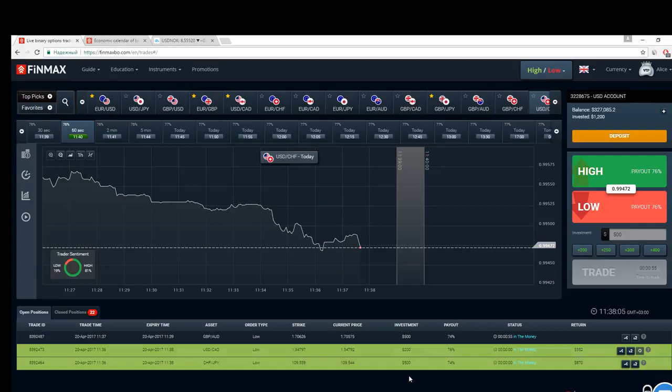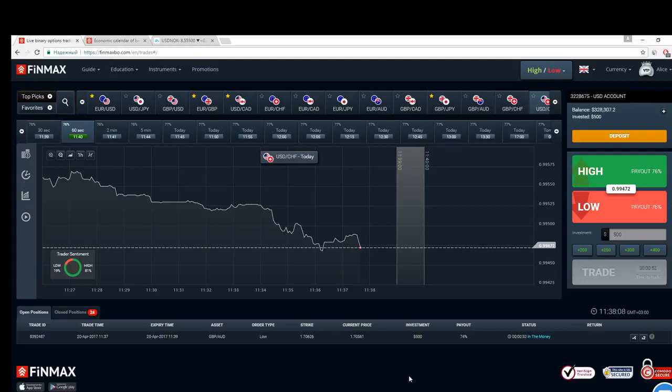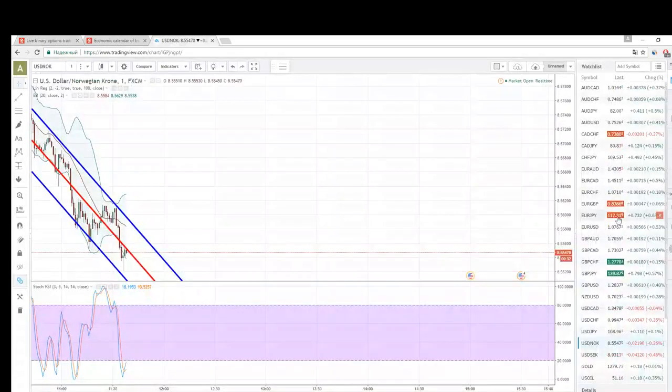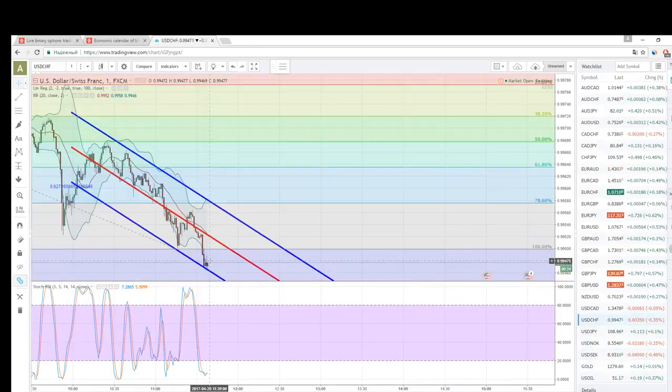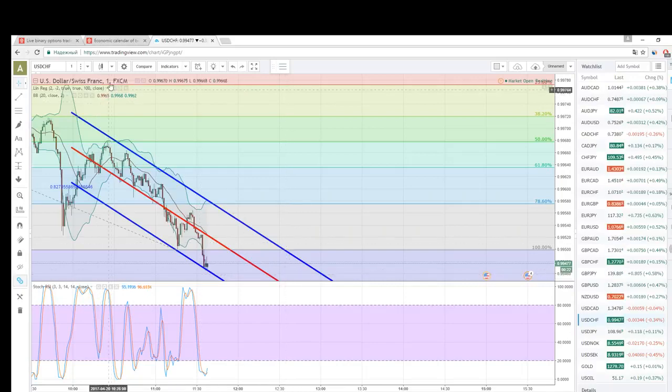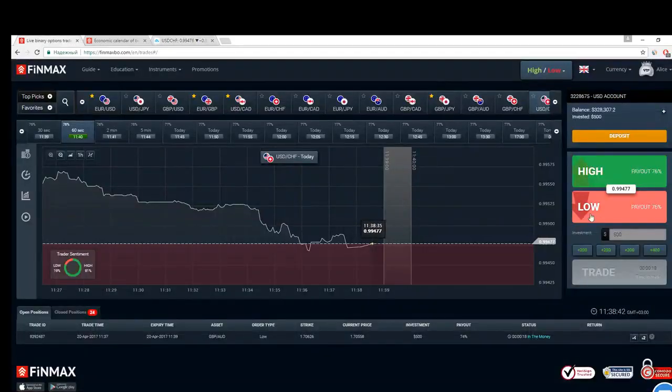Okay, so on the first and second step, two of our trades expired in the money, which is good, and only one is left open. Well, American to Swiss franc. Let's see the chart. I'm planning to enter for high.